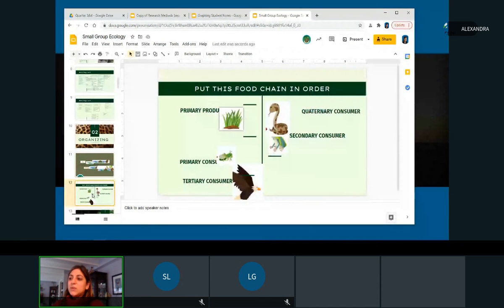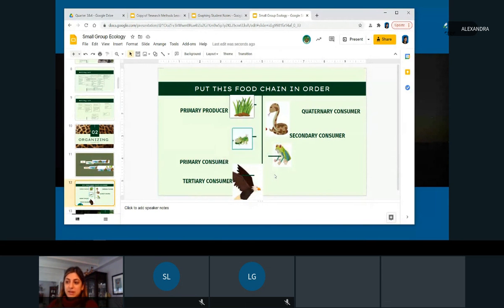Okay, now let's go to slide 12. Put this food chain in order. We have a couple of words and images. So what I'd like for you to do is put the images along the line and then the label along the image. So we can start labeling this. Go ahead and put the food chain in order. You can decide whether you want it to go from top to bottom or bottom to top. Either way is fine as long as it's labeled appropriately.